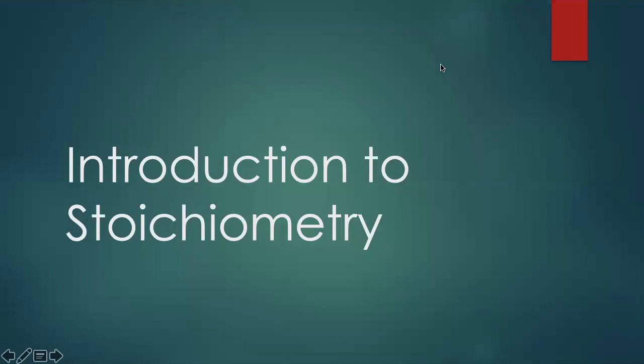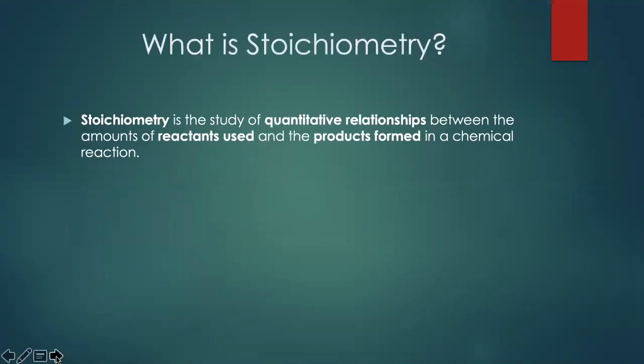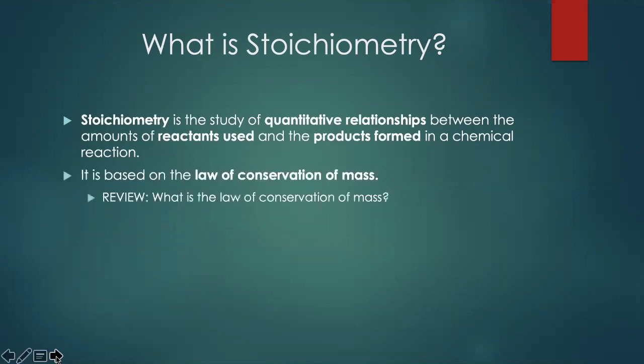Today we're going to be introducing stoichiometry. So what is stoichiometry? Stoichiometry is the study of quantitative relationships between the amounts of reactants used and the products formed in a chemical reaction. It is based on the law of conservation of mass.